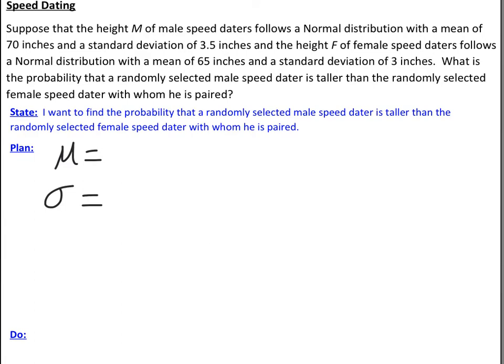Okay? Now I'm going to say right here that I'm going to define the difference as male minus female. Okay? So that means for my mean, I'm subtracting these two variables to get a new distribution that will still be normal, and it will be centered at 5, which would tell you that if you were randomly to select a male and a female speed dater, we'd expect the male to be 5 inches taller, on average. Of course, that's going to vary. That's what we're going to calculate next, is how much that's going to vary.